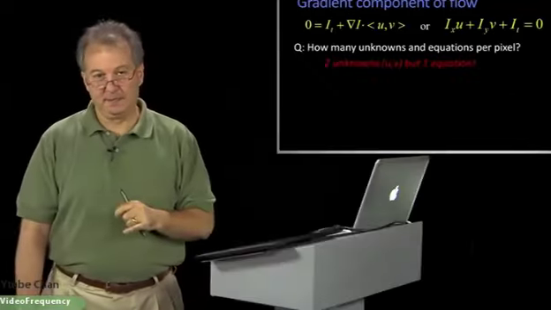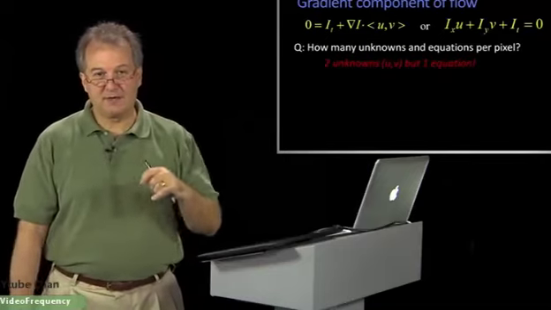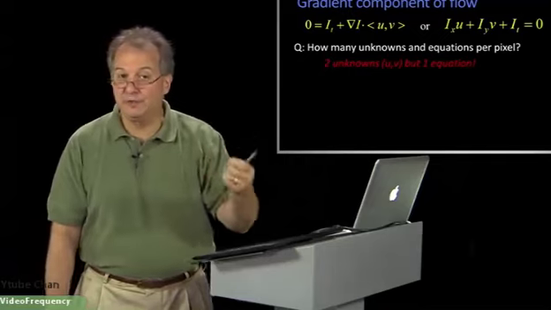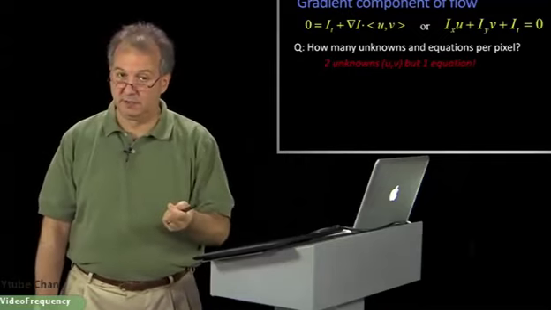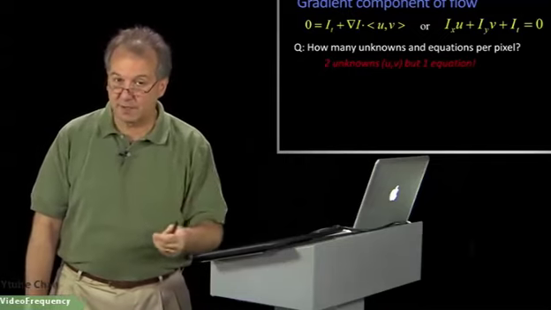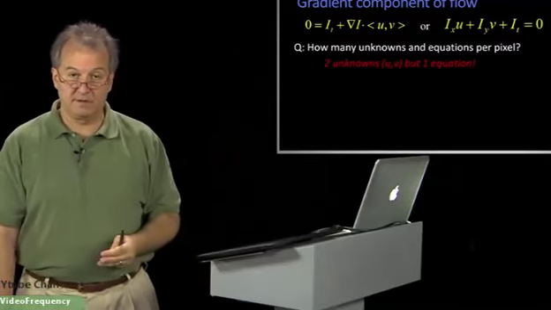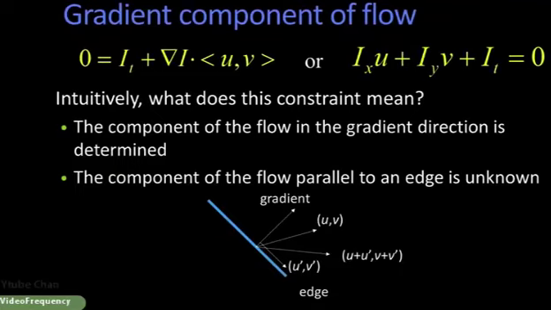This should bother you, right? It's very hard to solve things when you've got twice as many unknowns as you have equations. Because remember, I have a different U and V possibly for every pixel. So I've got 2 times the number of pixels unknowns, and I've got 1 equation per pixel. What's going on here?